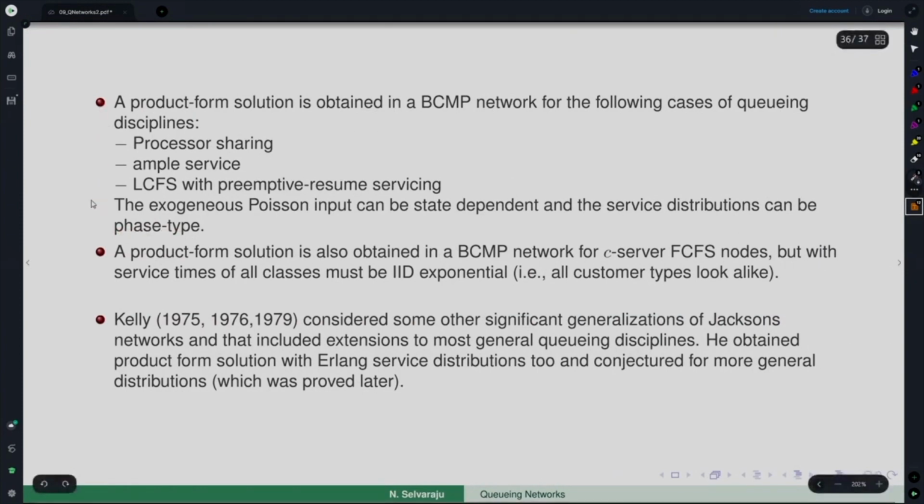They also gave one more class of queue disciplines for which this product form solution holds, that is for a C server FCFS node, but now the service times of all classes must be IID exponential, which means as far as the node is concerned, all customer types look alike. There is no distinction between them, right. So, only in that case they obtained the product form solution. Of course, there were generalizations again, as happens in any area, from that point onwards along these lines.